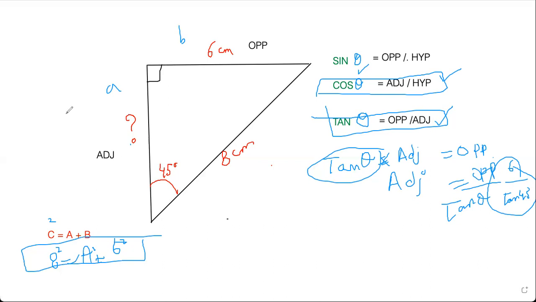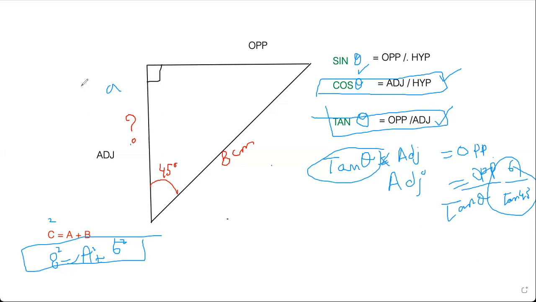For example, if I change the question like this, see, I'm removing the value of opposite now. Now you cannot use Pythagoras theorem. In the first question, you had three options: cos theta, tan theta, and Pythagoras. But now, I have removed the value of opposite. You have hypotenuse only. Now you cannot use Pythagoras theorem.